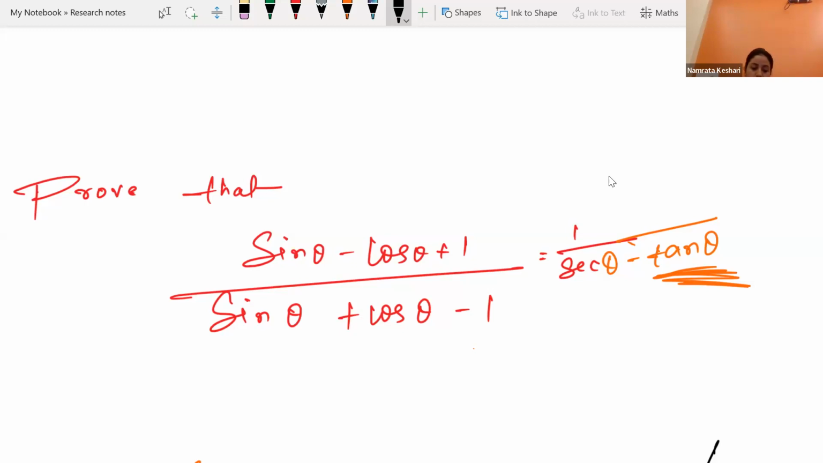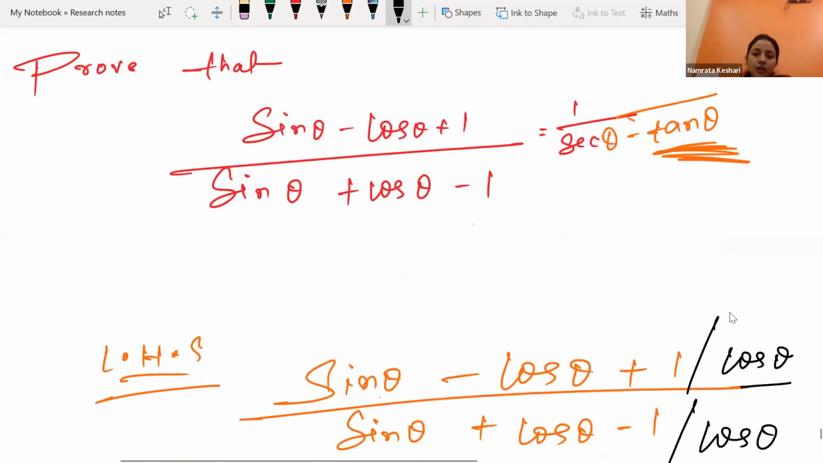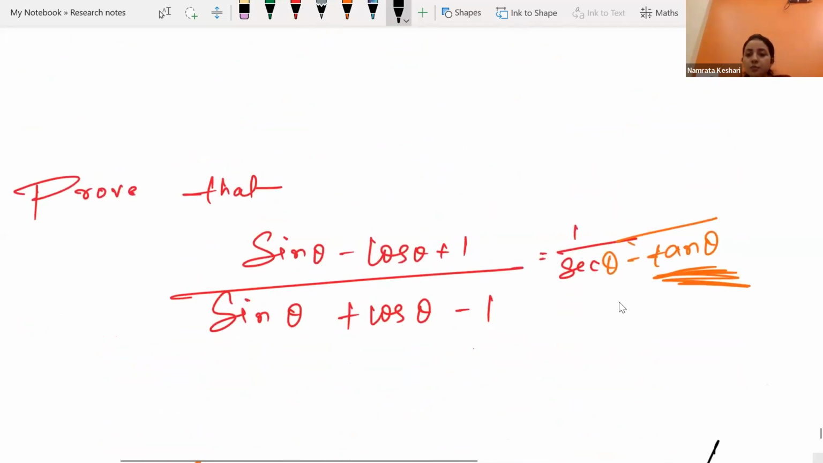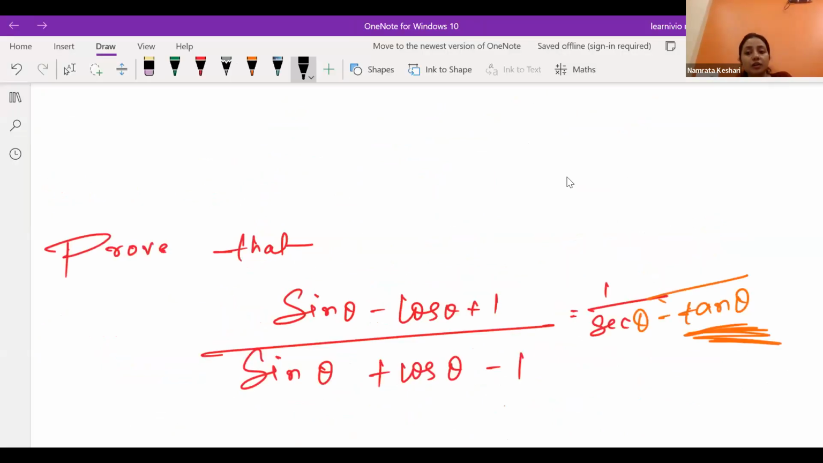The same question was there in our NCERT, right? Yes, it is correct. This is not a misprint. This is the same question. I have checked in NCERT also. This question you are having in NCERT as well. Okay. So still we are not done.